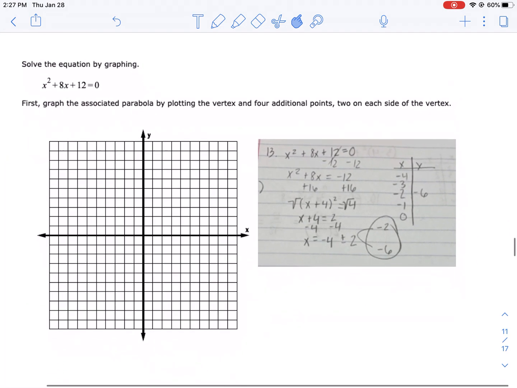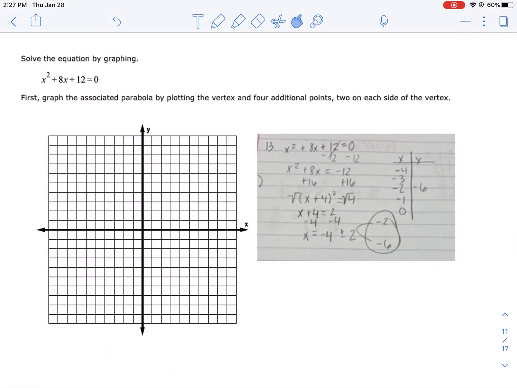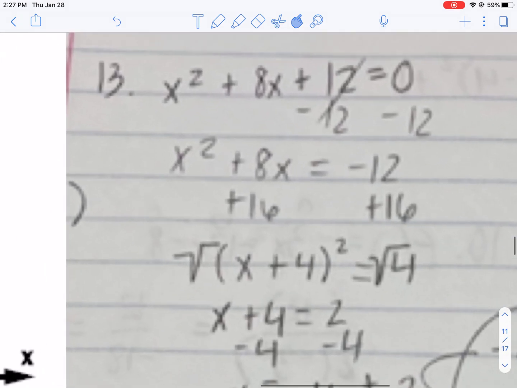Okay. You solved this problem by completing the square, which is right. This part is right. That's why I gave you some partial credit. But you didn't follow the directions. I want you to solve this equation by graphing it. So to graph it, we're going to find the vertex and 4 additional points. I think you're actually on the right track here. Let me blow it up to take a look at it.